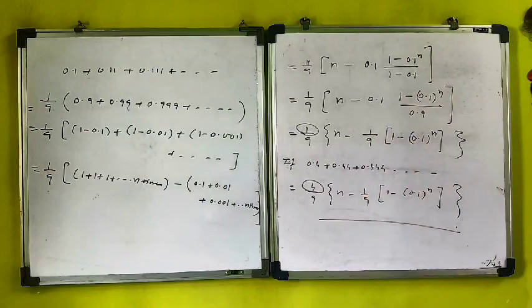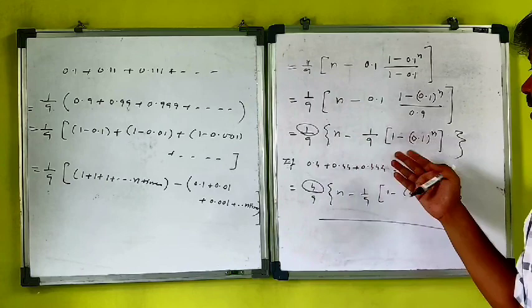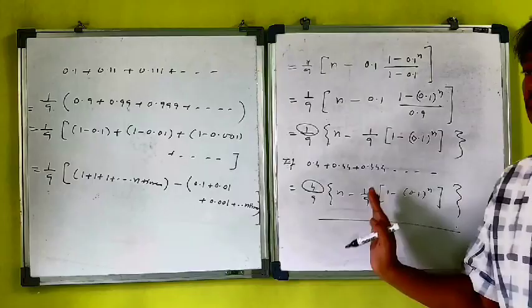You can work on n and multiply, and it becomes n upon 9 minus 1 upon 81. See what is given in the answer at the back of your textbook. But this is the simplified form of this. So this type of question we can solve like this. There is one more type in this.